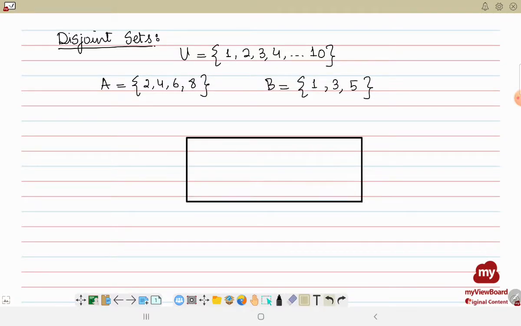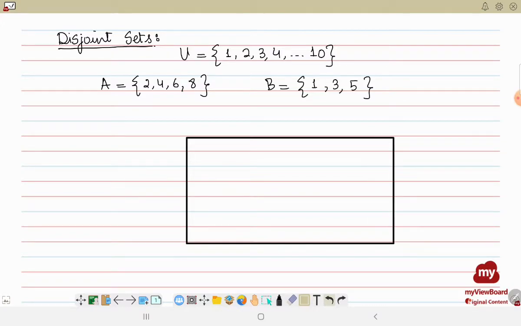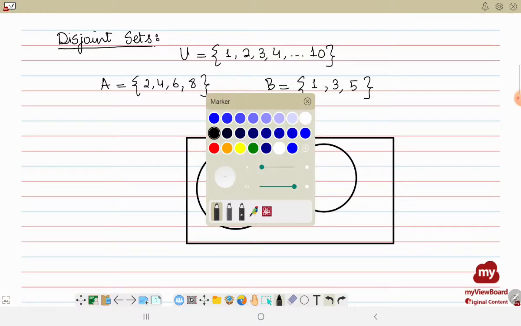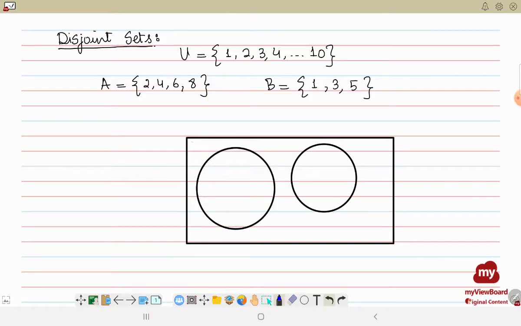And if we make the Venn diagram of these two sets, how are we going to make it? We'll represent the universal set with the help of a rectangle and then two circles, right? And then we are going to write down the elements. So the rectangular block represents the universal set. The smaller circles represent the subsets A and B. So we write down the elements 2, 4, 6 and 8 and 1, 3, 5. So these two are disjoint sets in which nothing is common, right? No element is the same, all the elements are different.